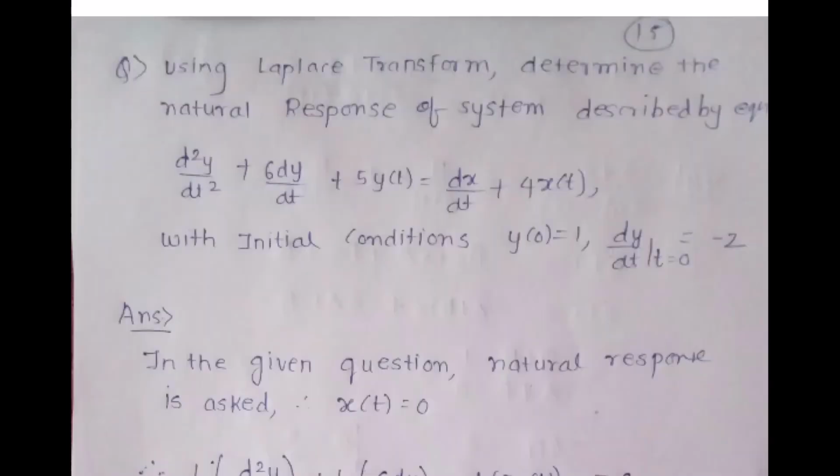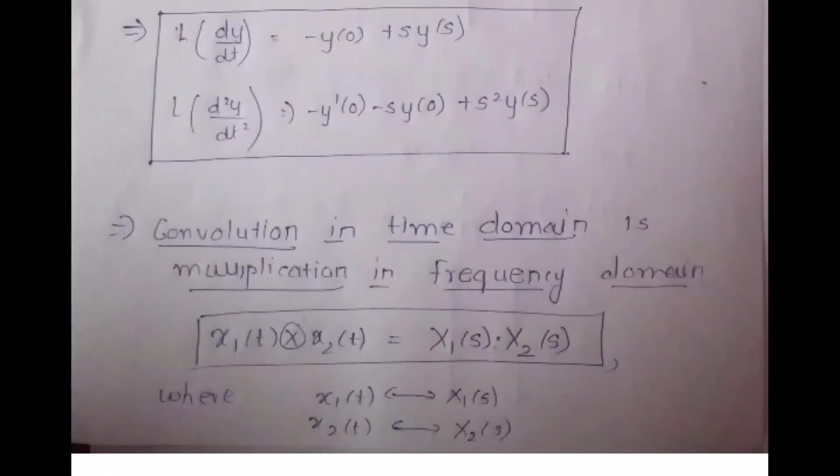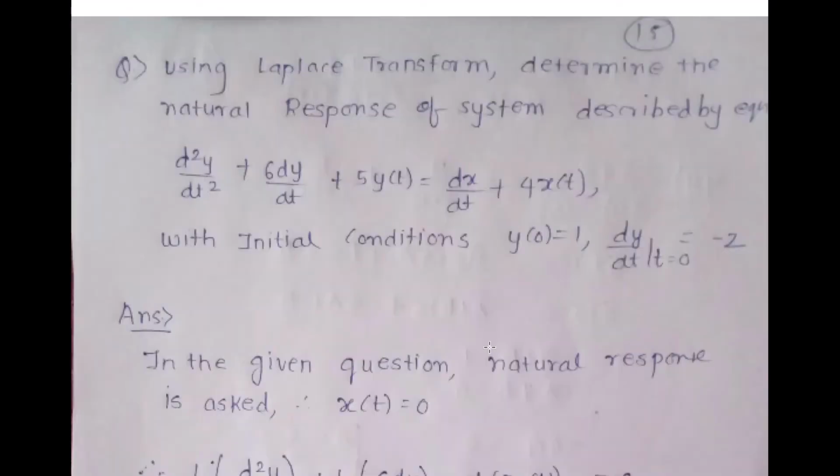Now, the convolution in time domain is basically multiplication in frequency domain. This is a very important property. Make a note of it. When there is a convolution of two time domain signals, the frequency domain will have the multiplication of their Laplace transforms. So x1 of t is x1 of s, x2 of t is x2 of s, and the convolution is given as x1 of s into x2 of s.